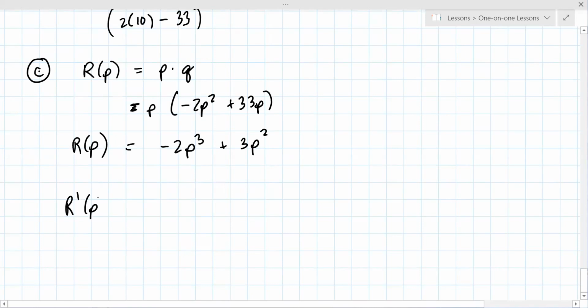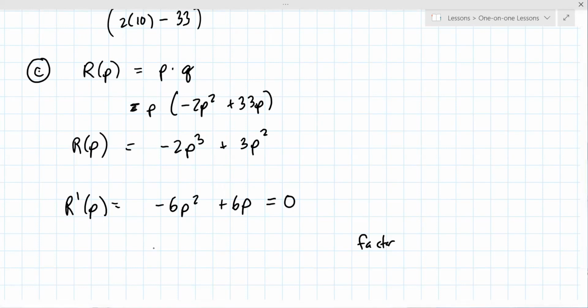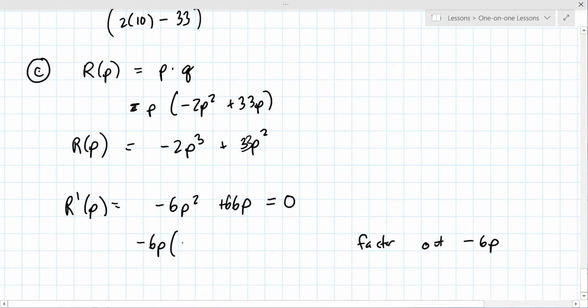R prime of p equals minus 6p squared plus 6p. And you set this equal to 0. Now this is the first time you have to factor out. Is it not minus 2p cubed plus 33p squared? Yeah, actually that is wrong. So that makes that 66p. Okay. So you're going to factor out a minus 6p. And that leaves you with p minus 11 inside here.